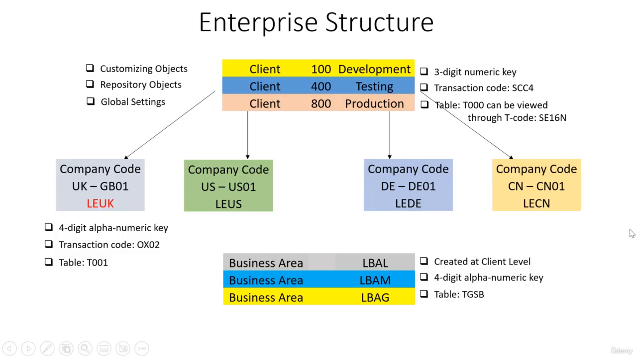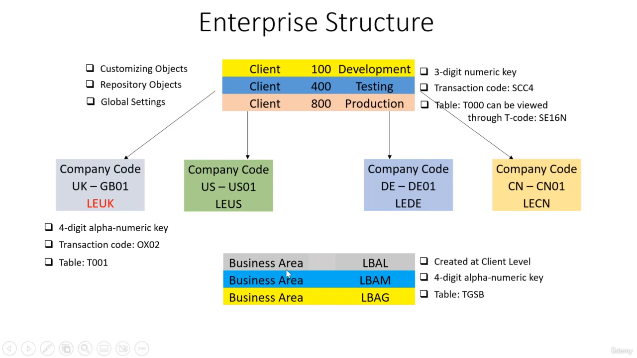And if you are wondering that company code and business area can be a 4-digit alphanumeric key, so why we have created LEUK as company code and LBAM. It is up to you if you want to name the company code or business area completely based on alphabets, or alphanumeric key means that you can add 01, 02 against your business area or company code. So you do not have to be confused on that. So business area we will create as LBAL, LBAM, and LBAG.